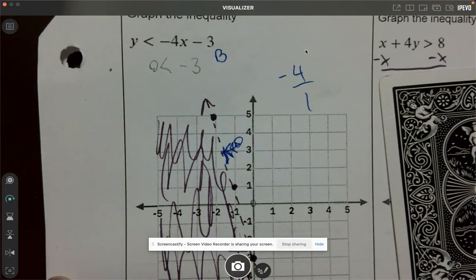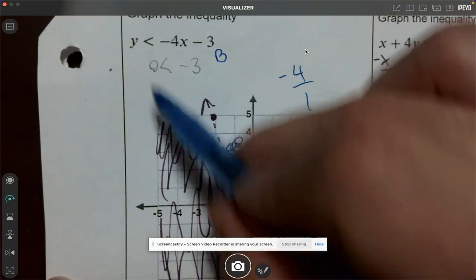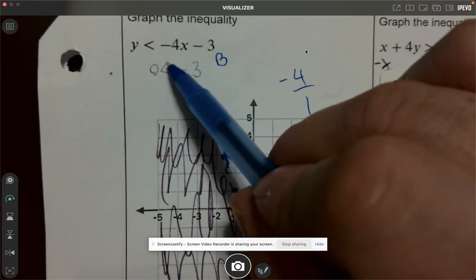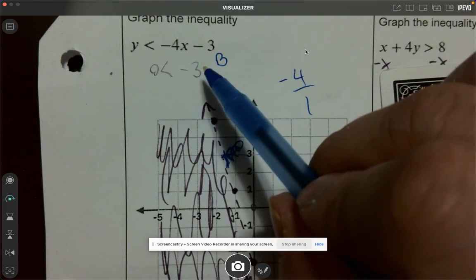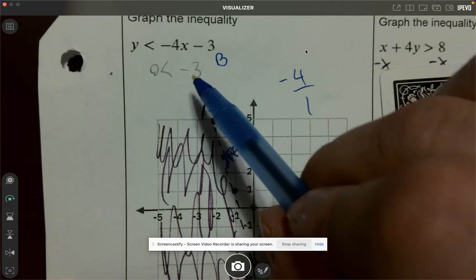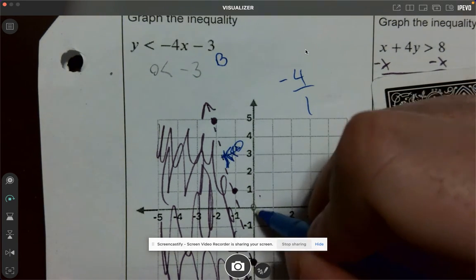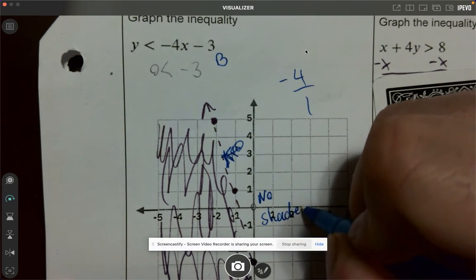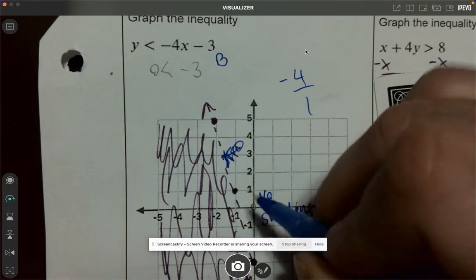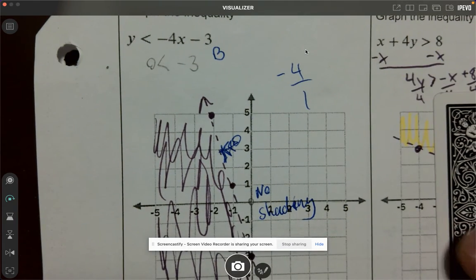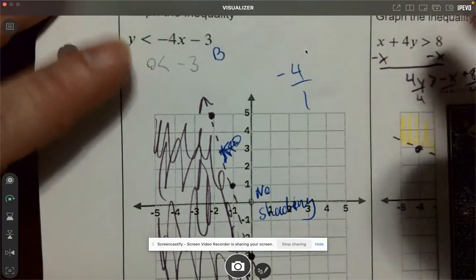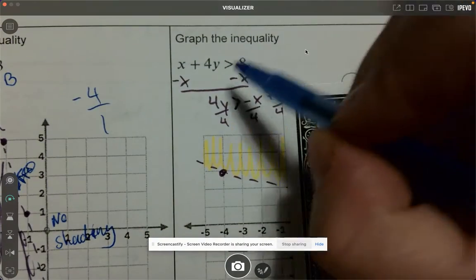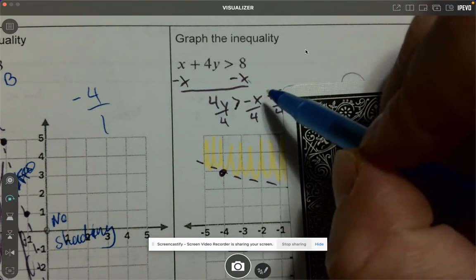But I can tell you that to shade, usually just go below the line if it's less than. But if I test 0, 0, like we talked many times, 0 is not less than -3. It's actually greater than -3. So the answer is no shading at 0, 0. So that confirms, if you're ever confused about what's above or below the line, try 0, 0, and you'll be good.